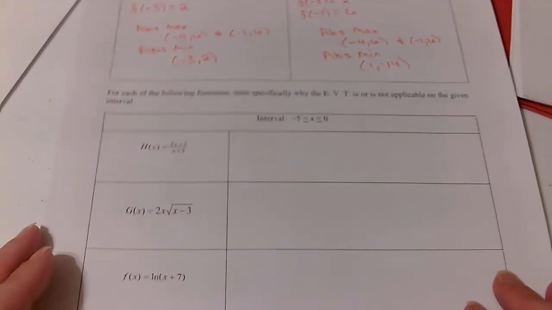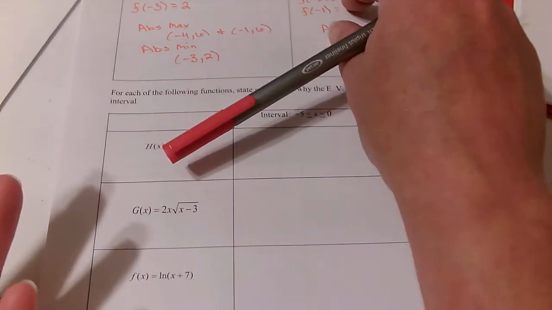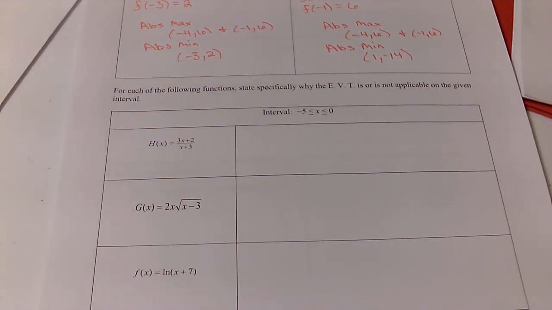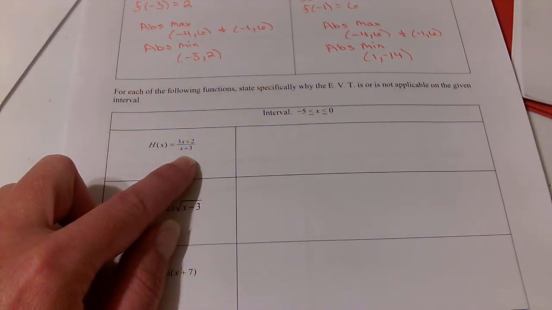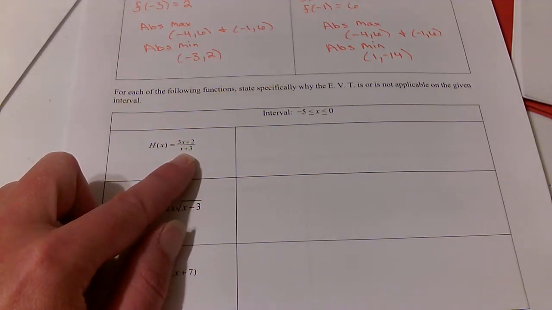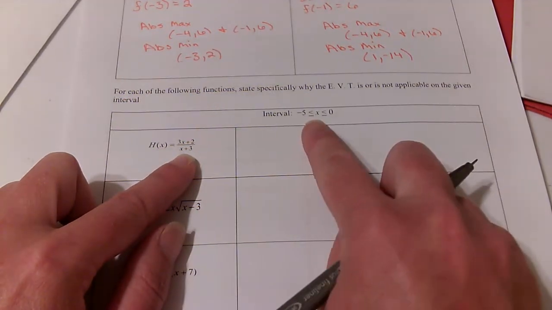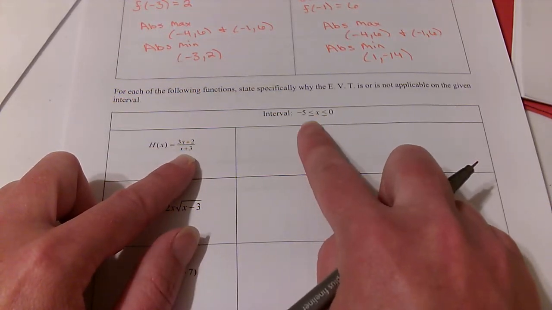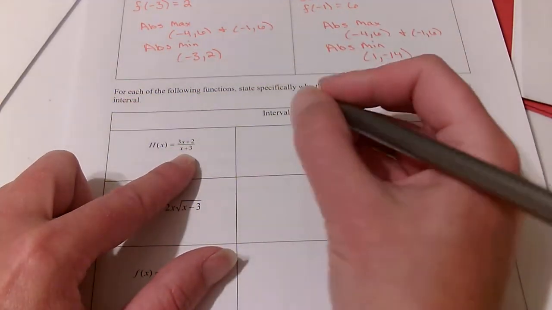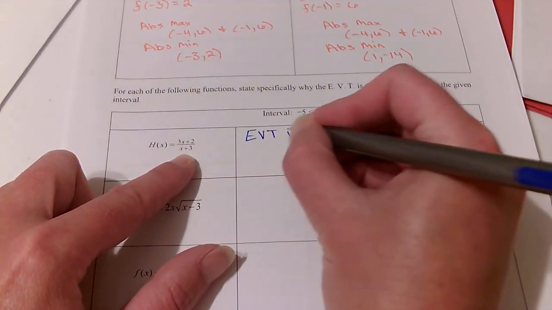Now, to be able to use EVT, this one we were able to use it because f of x was continuous, it was cubic. But what about these three functions? If we're looking at the interval -5 to 0, can we use EVT? Well, when I see a fraction, I know that this is going to be undefined when the denominator is 0, which happens at -3. That means we have an asymptote or a hole or something. We've got a break somewhere at -3. So EVT is not applicable.